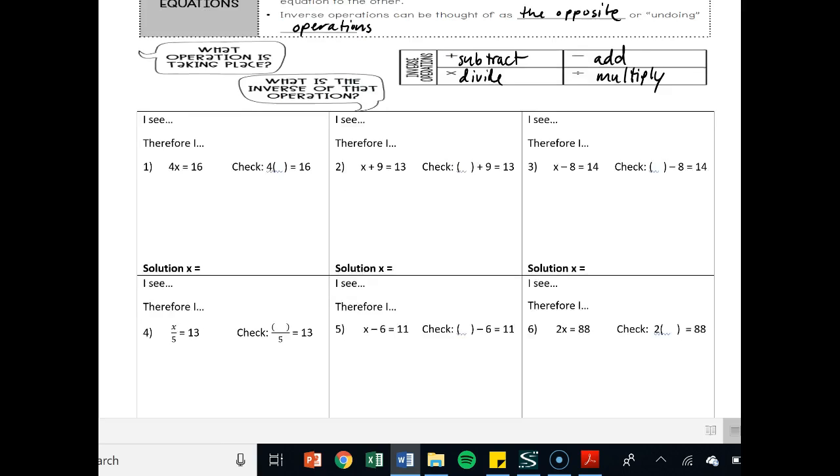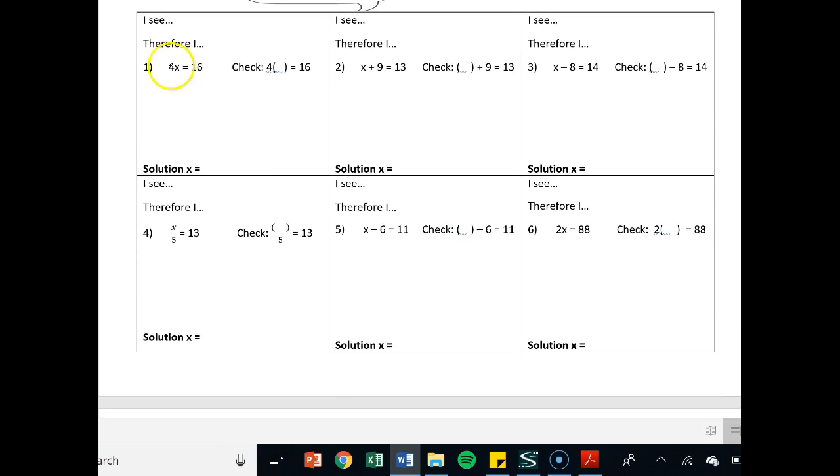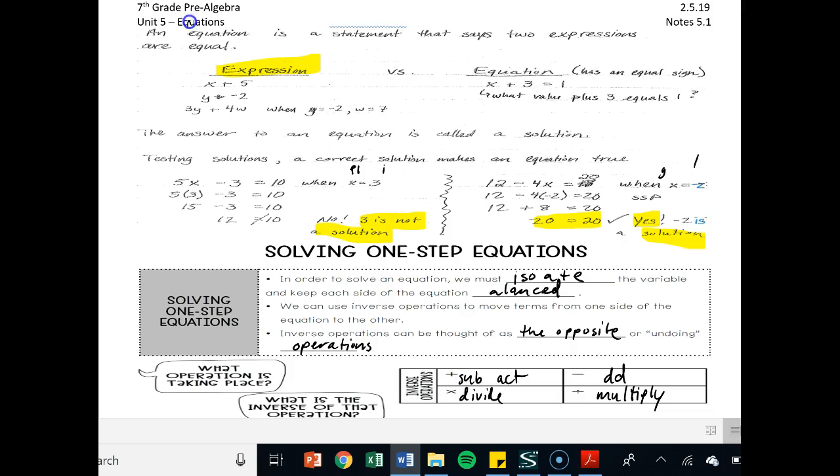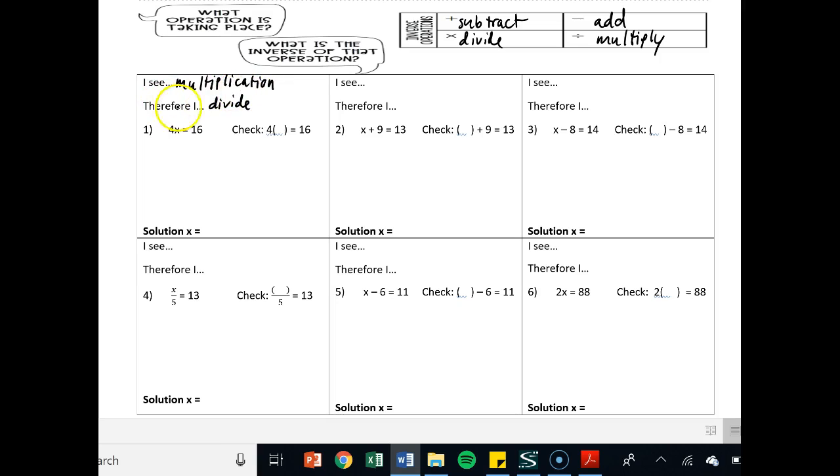We're going to take this step by step. Number one, I see a coefficient next to a variable, so that means multiplication. Therefore, I divide. So 4 times some number is equal to 16. How do I solve this? I divide by exactly what is attached to the variable. So I divide both sides by 4. On this side, 4 divided by 4 is 1, and 1 times x is simply x. So we're just left with x. And on this side, 16 divided by 4 is 4. So my solution is 4.